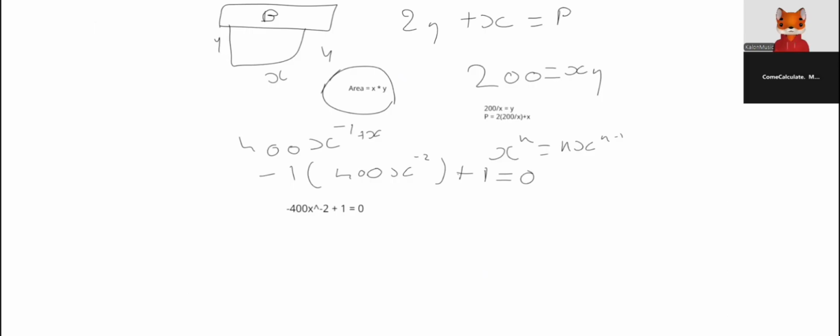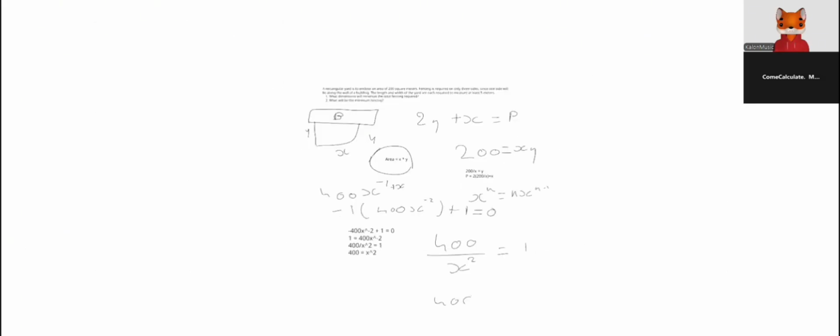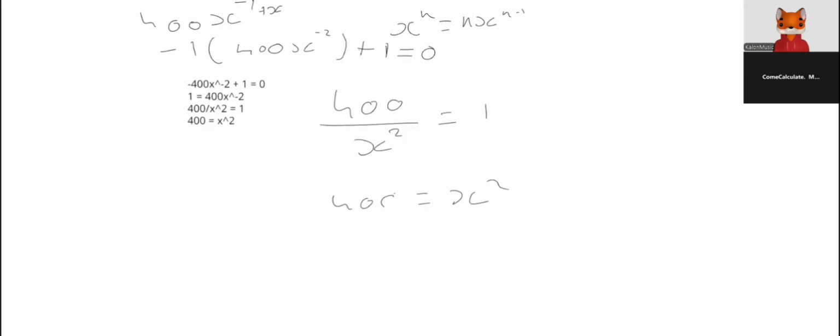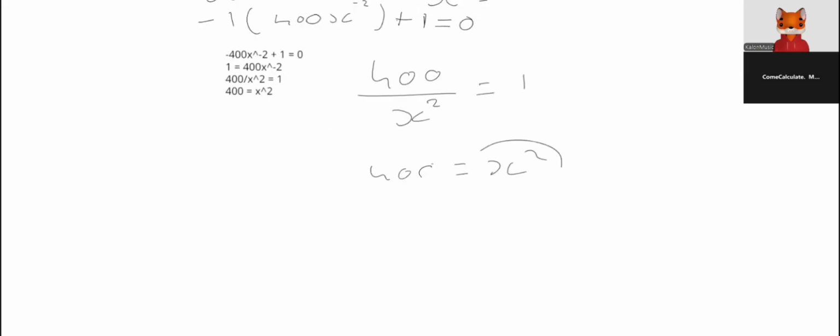With this equation, we can just multiply by x squared. This means that the equation is 400 equals x to the power of 2. So that looks like this, 400 over x squared, and then if we just multiply it, it becomes like this, 400 equals x squared. Great, so now we want to get this as just x, so we're going to take the square root. The square root of x squared is x, so 400.